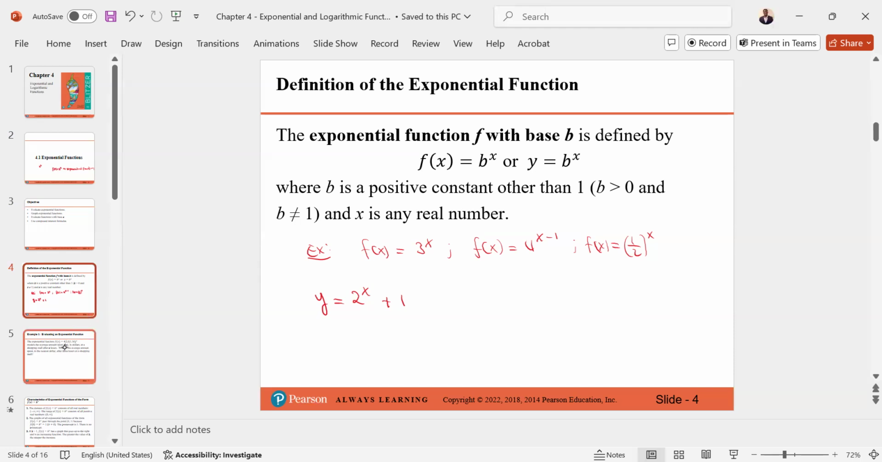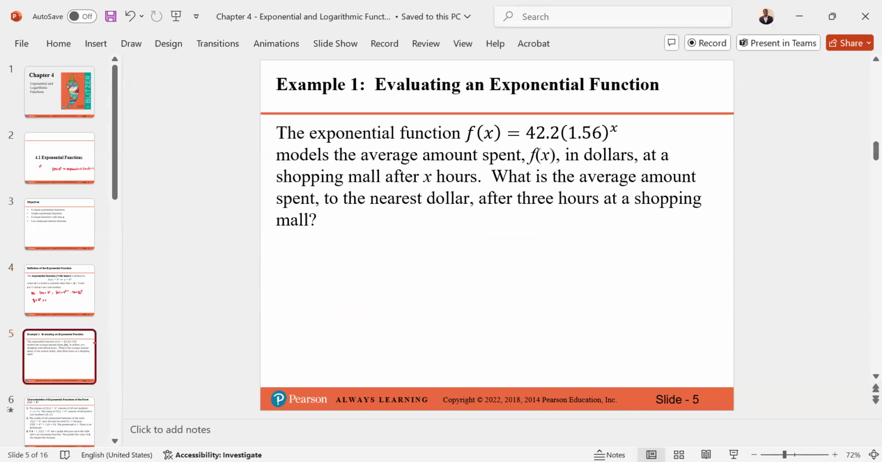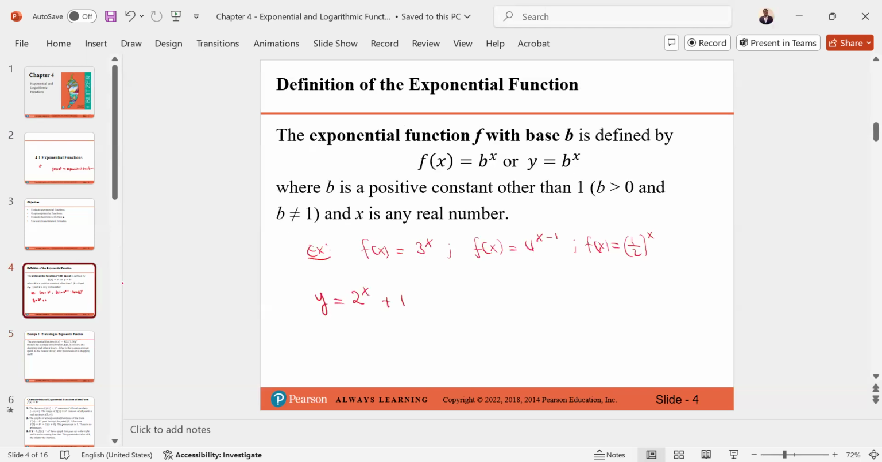We have different ways of seeing it. The first thing is to evaluate. We can be asked to evaluate any exponential function. So for example, let f of x equal 3 power x, evaluate f of x for x equal 2. If x equal 2, all you have to do is f of 2 equal 3 power 2. We substitute x for 2 and it gives you 3 power 2, which is 9.